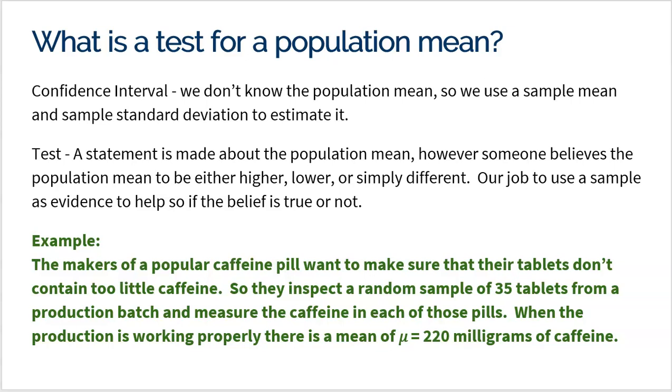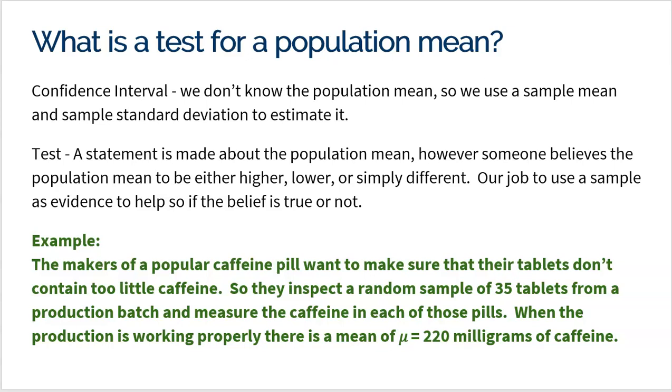All right, so what exactly is a test for a population mean? Well, we've already talked about confidence intervals. In confidence intervals, we don't know the population mean, so we use a sample mean and sample standard deviation to estimate it. Well, in a test, a statement is made about the population mean. However, someone, maybe a fictional person in a problem, believes the population mean to be either higher, lower, or simply different. Our job is to use a sample as evidence to see if the belief is true or not.